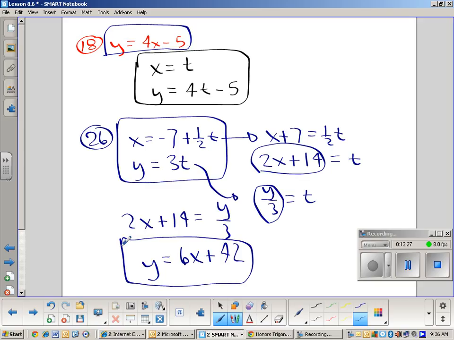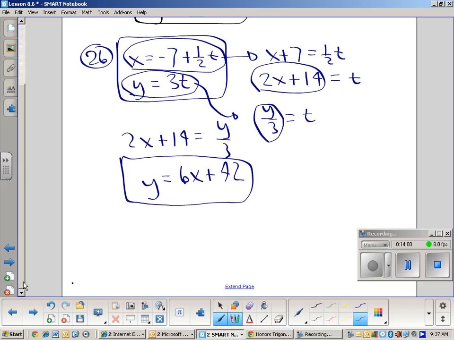So, to recap, in this example right here, we start out by saying x is equal to t, and then we substitute t in for x, and we get the y equation. In the other one, we want to take both of these parametric equations and solve them for t, so that we can set them equal to each other and write it as a single equation. Okay? All right. Any questions on that?